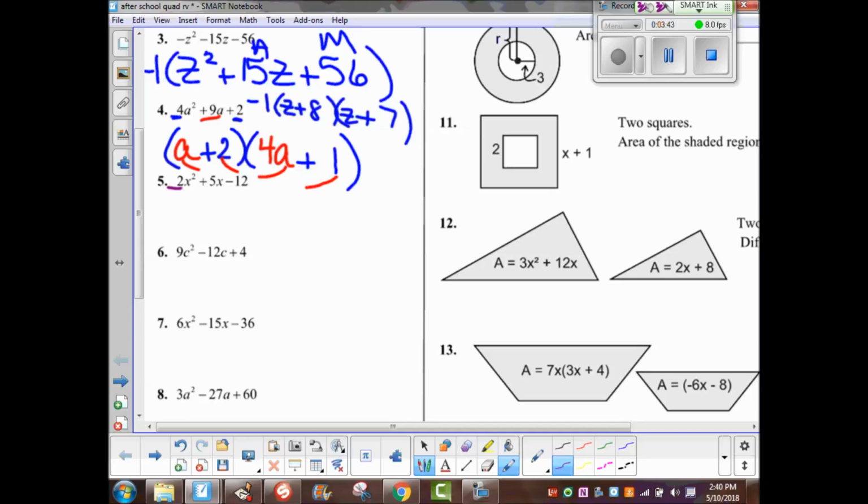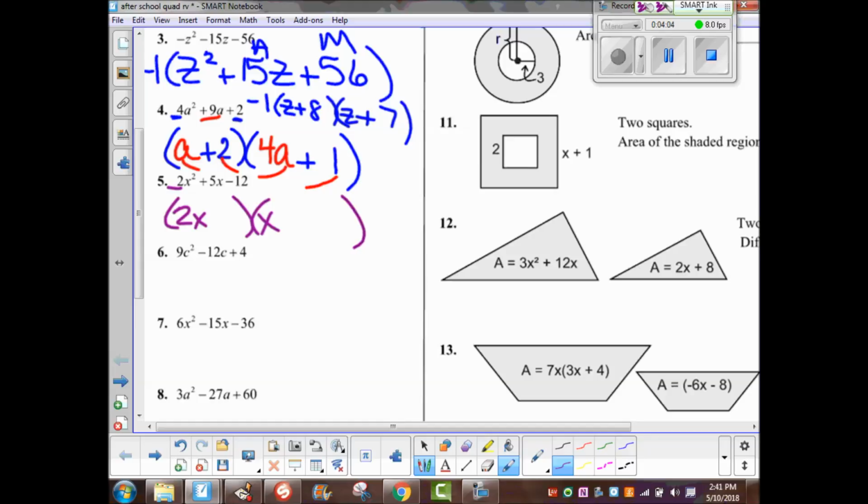Leading coefficient is 2, but it's prime. There's no GCF. So I'm going to start, I'm going to say 2x and x. But my constant is -12. So I've got some factors to think about there. Okay, I've got 1 and 12, 2 and 6, 3 and 4.